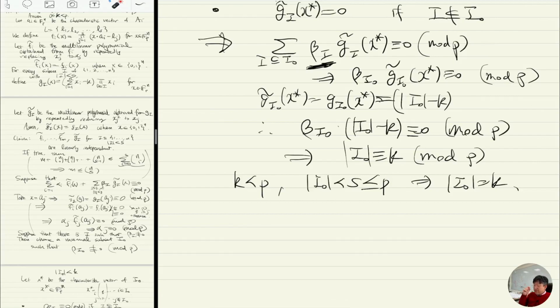So what this tells us is that if beta I0 is non-zero, and if I0 is minimal, then that set must have cardinality equal to k. All right.